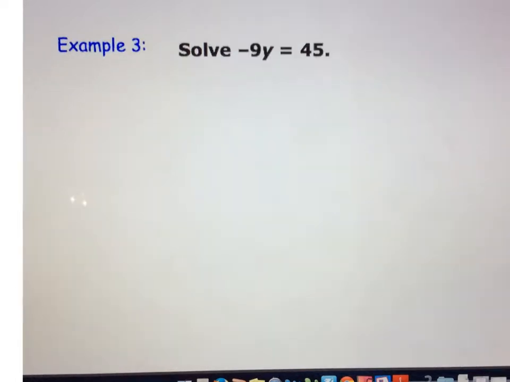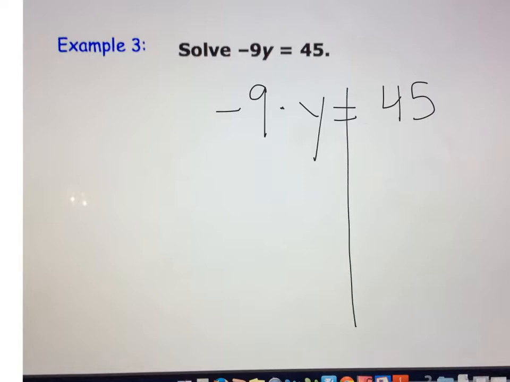In our next example, we have negative 9y equal to 45. When negative 9 and y are right next to one another, I know they're being multiplied, and that is going to produce a product of 45. When negative 9 and y are being multiplied, I'm going to use the division property of equality to undo that multiplication. I'm going to divide by negative 9 on both sides. And I want to use a negative 9 because a negative divided by a negative will produce a positive, and a 9 divided by a 9 will equal 1.